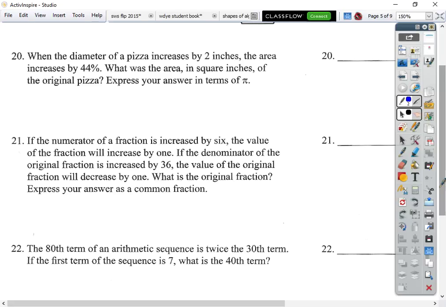When the diameter of a pizza is increased by 2, the area increases by 44%. What was the area in square inches of the original pizza? Express your answer in terms of pi.